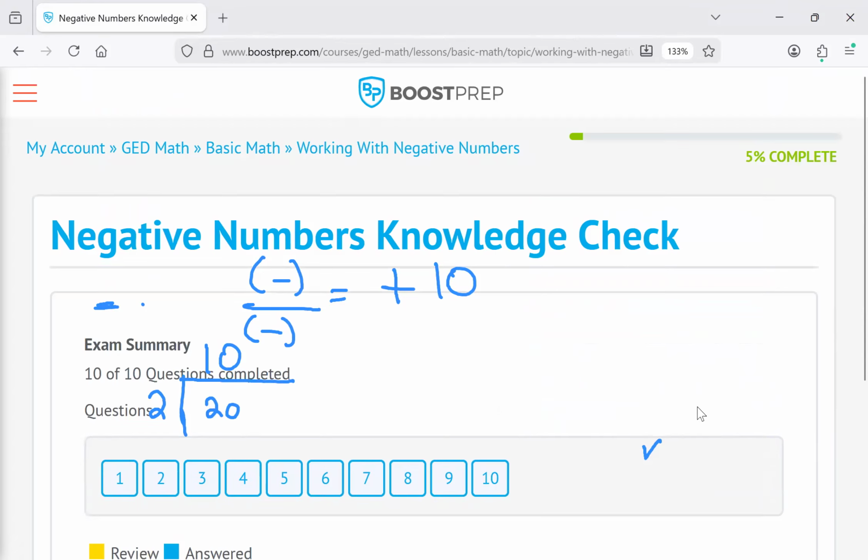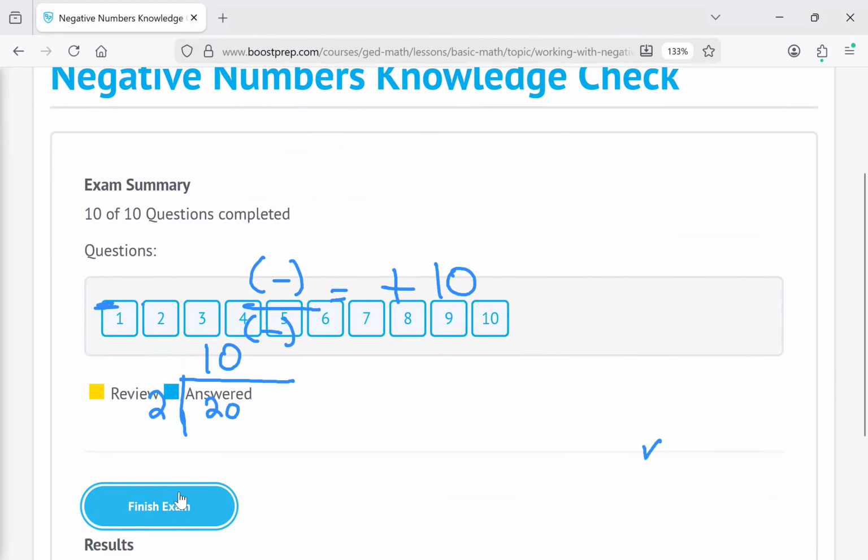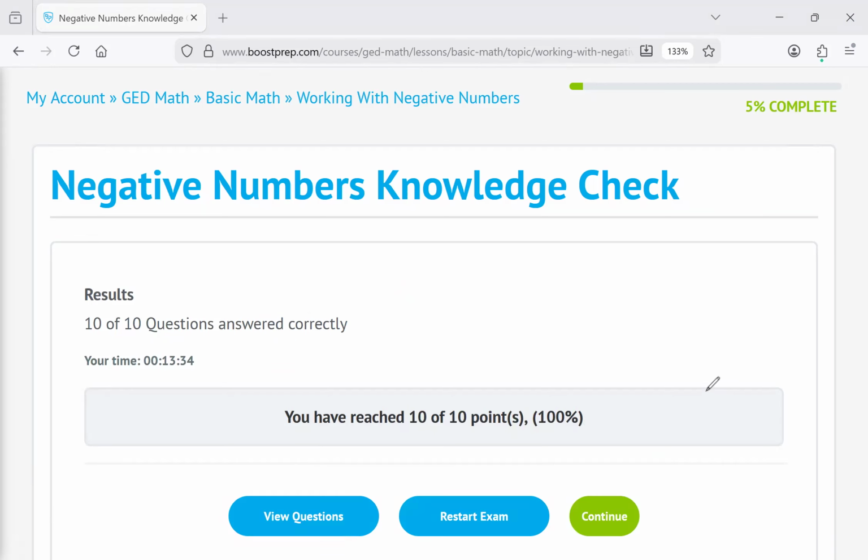Okay, let me check my work real quick. Yeah, it's good to check my work, because even I make mistakes. Yes, we got perfect, right?